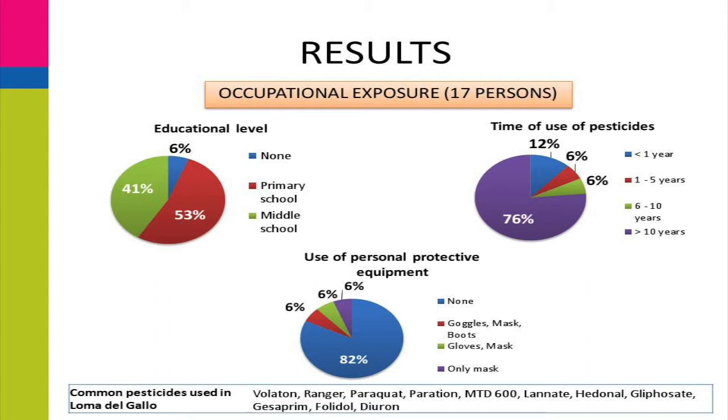The common pesticides known and used in this area are Volaton, Ranger, Paraquat, Parathion, MTD600, Lanate, Edonal, Glyphosate, Hesaprim, Folidol, and Duran. And the majority of the farmers work without using any kind of personal protective equipment.